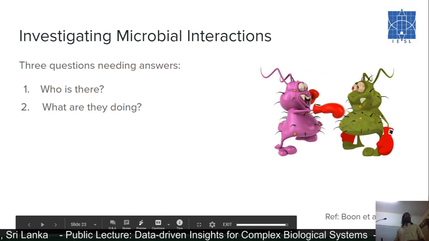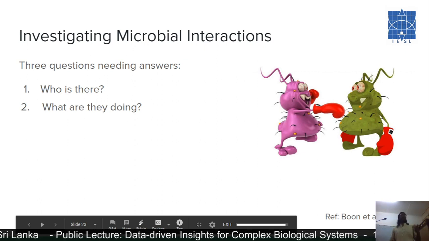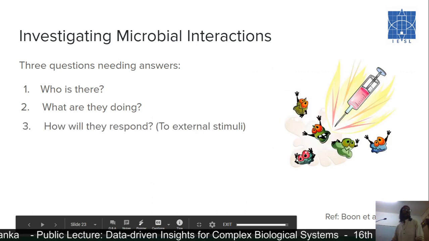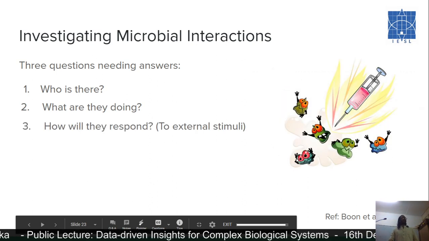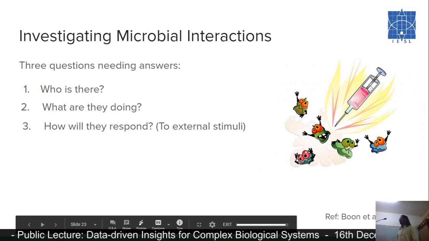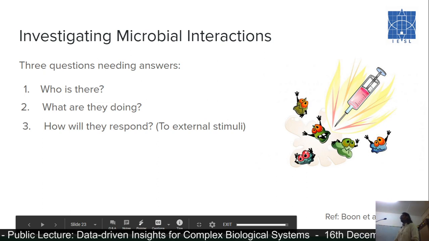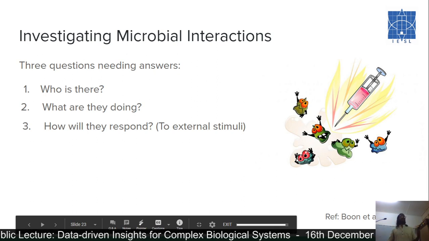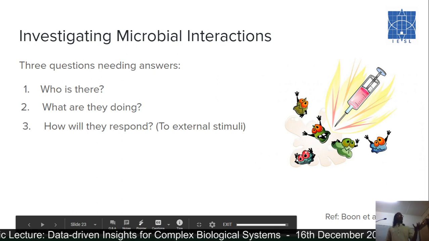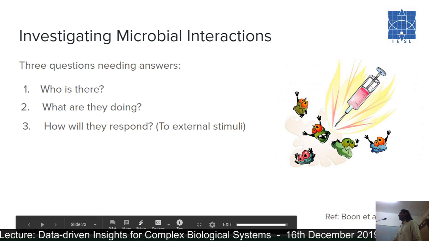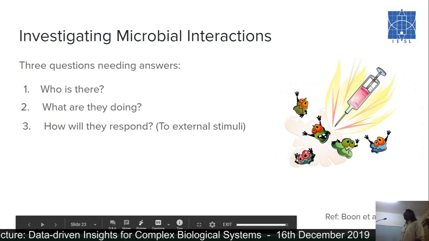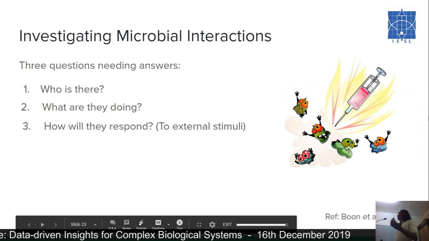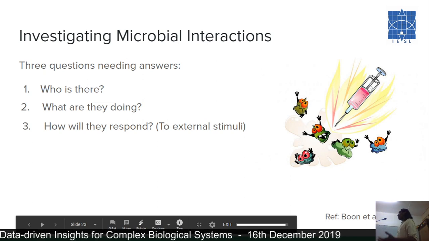And so it's important for us to know what they are doing there. And how will they respond? Mostly to external stimuli. So this basically explains antibiotics and probiotics. And this is what I am trying to find answers to in my research, to see how bacteria interact in their communities.